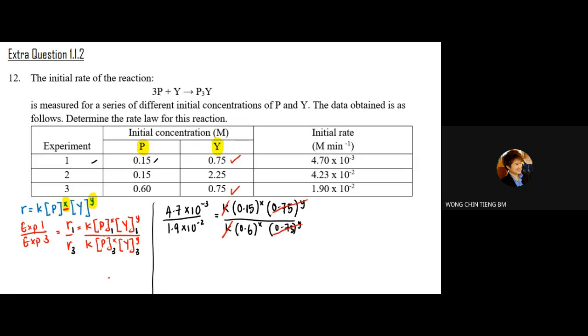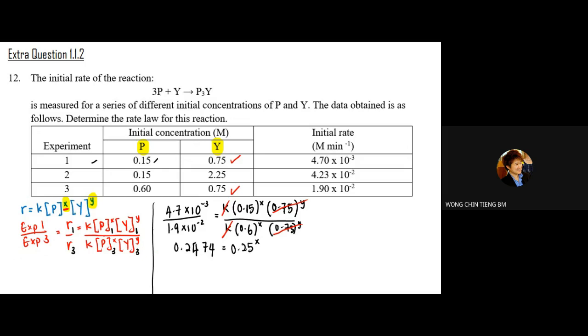Betul? So, apa yang tinggal adalah selesaikan 4.7 times 10 to the power -3 bahagi dengan 1.9 times 10 to the power -2. Dapat berapa? 0.2474. So, kamu dapat yang ni pula adalah 0.15 divide by 0.6, 0.25 to the power of X. Betul? Right? Sama kan? Kalau tak sama, bagi tahu lah. So, what do you think the X is? X is 1. Yang ni kamu nampak 1 lah.